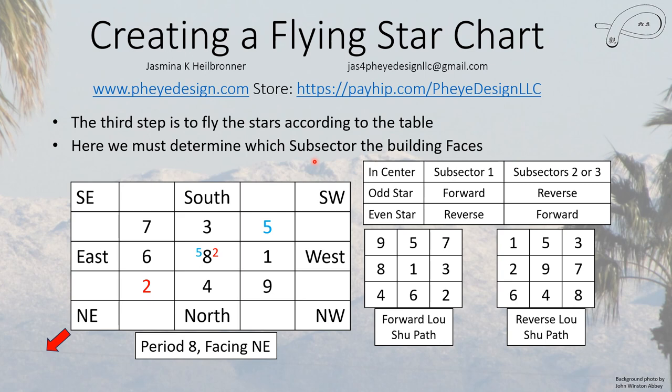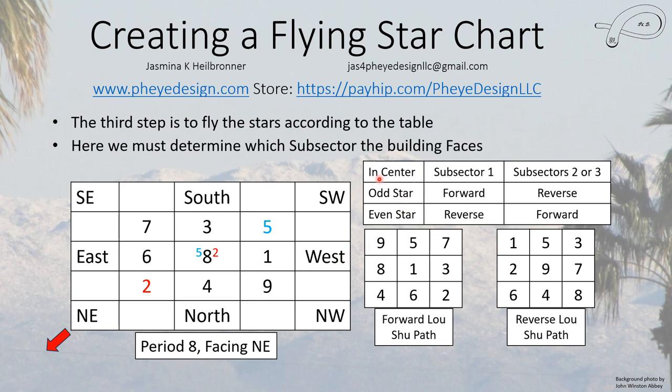You just have to look it up. Now, the key is you want to look at the center star that is here, the number 8. And remember, this is the period of the house too, just so you keep that in mind.